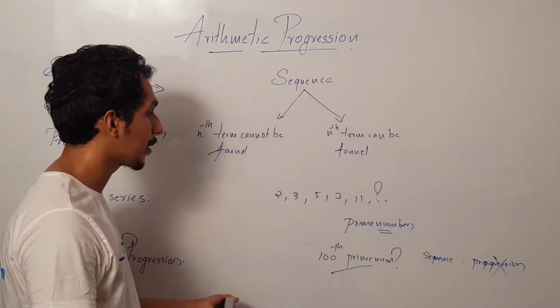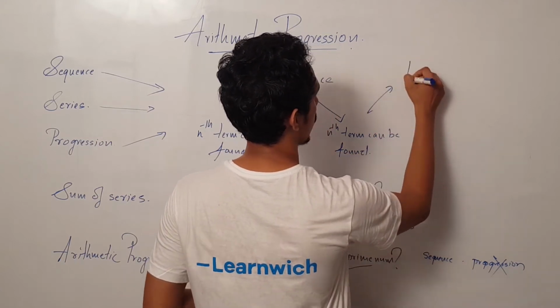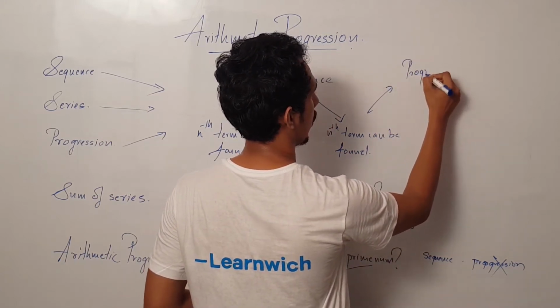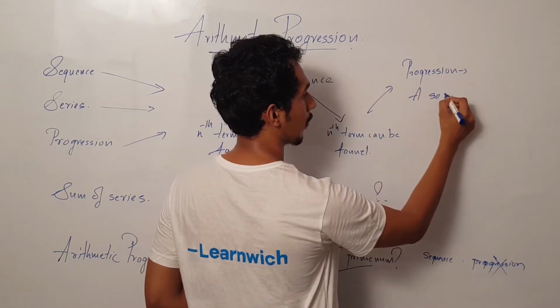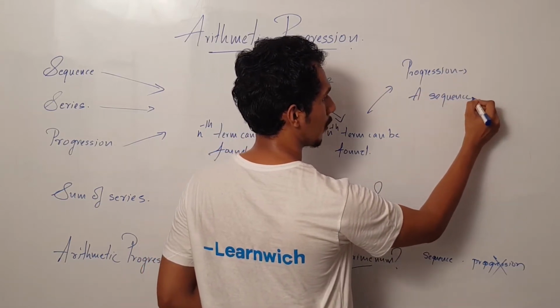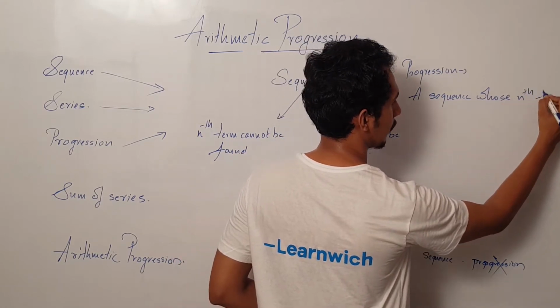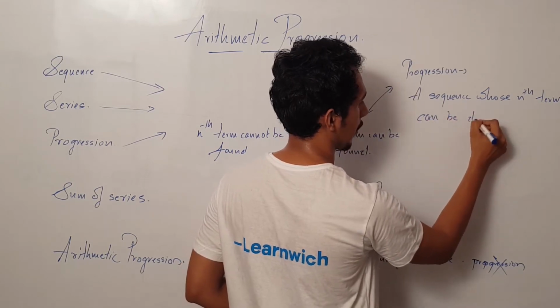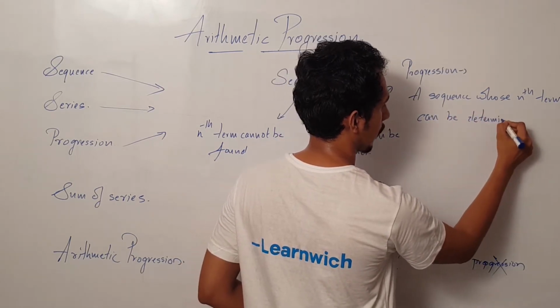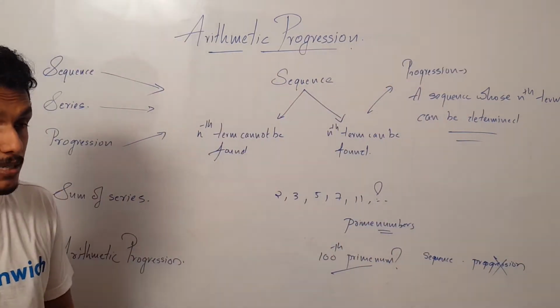So how do you define progression? Okay, so progression is simply a sequence whose nth term can be determined. Right? So progression is a sequence whose nth term can be determined.